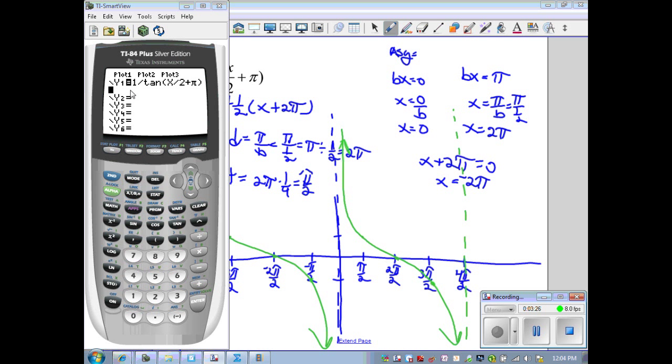Let's verify using a calculator. Cotangent, which is 1 over tangent, of x over 2 plus pi. Setting my window as usual, and then graphing. Let's verify a value. I'm going to test 3 pi over 2, which I should get a negative 1. And I do, therefore my graph is correct.